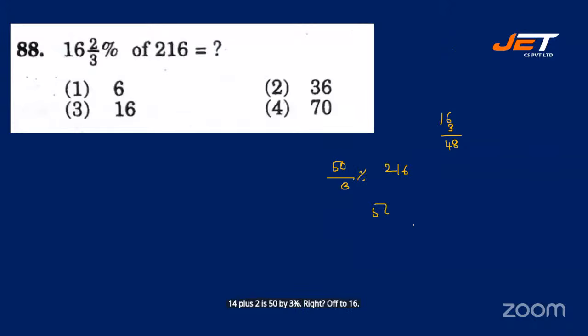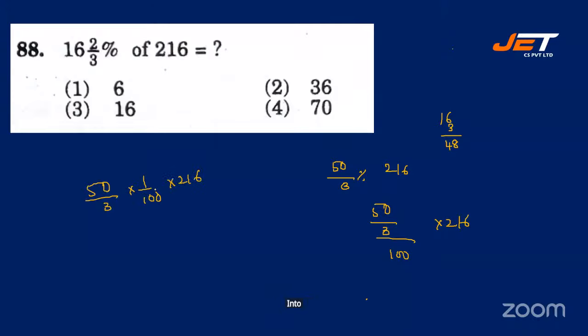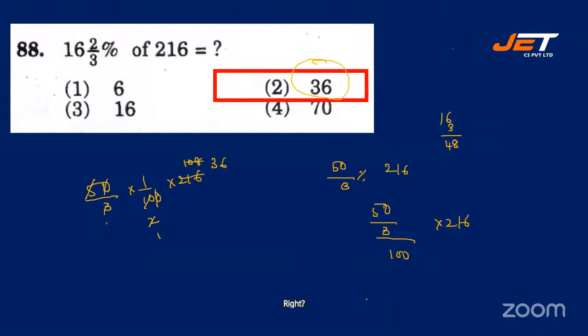So 50 by 3, what is percent? Percent means 1 by 100, isn't it? Okay, of 216. So 50 by 3 into 1 by 100 into 216. So 5 ones are 5, 2 ones are 2, 2 eights are 16. So 3 ones are 3, 3 sixes are 18. So your option 2 is the correct one. 36 is correct. Right? Yes, it is.